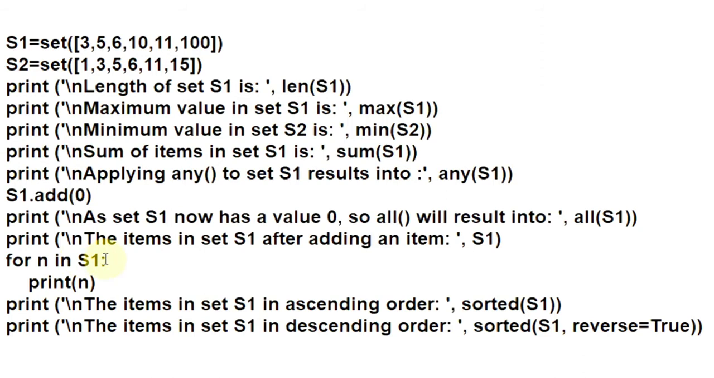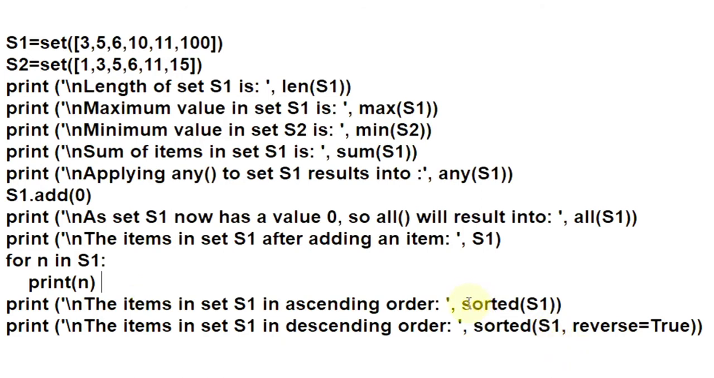The elements of set S1 will be assigned to the variable n one by one and the loop will be executed. So for example, if the value 3 is assigned to variable n, it will be displayed on the screen. In the next iteration, the next value of the set will be assigned to the variable n, it will be displayed. Then the next value of S1 will be assigned to the variable n, it will be displayed. So all the elements of the set S1 will be displayed one by one.